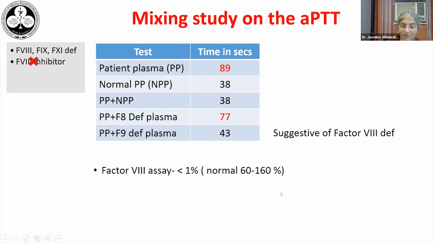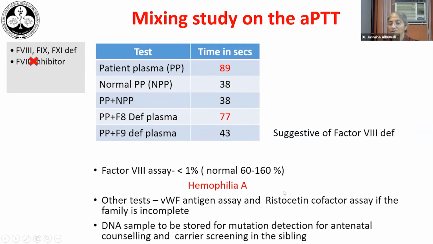The next thing to do is to confirm with a factor 8 assay, which was less than 1% in this individual. So this patient has hemophilia A. In this patient, we would like to do a von Willebrand factor antigen assay and a ristocetin cofactor assay, especially if the family of this child is incomplete.